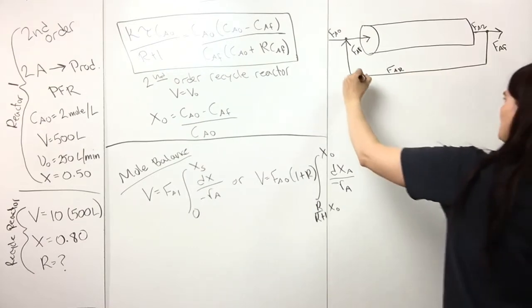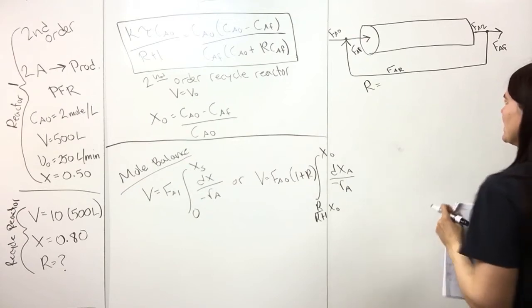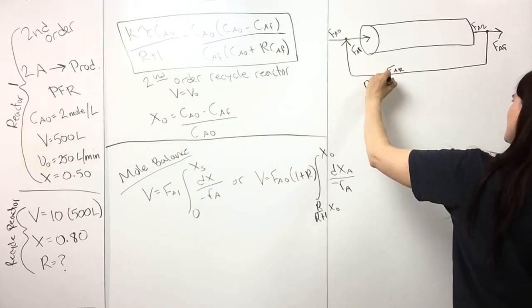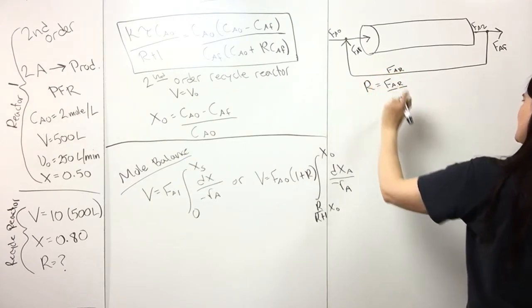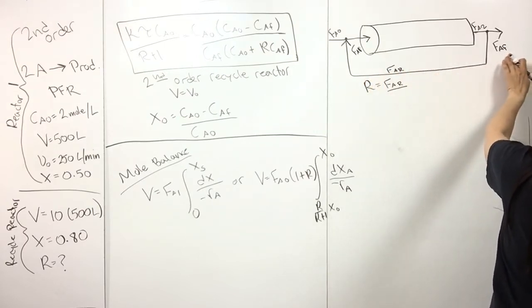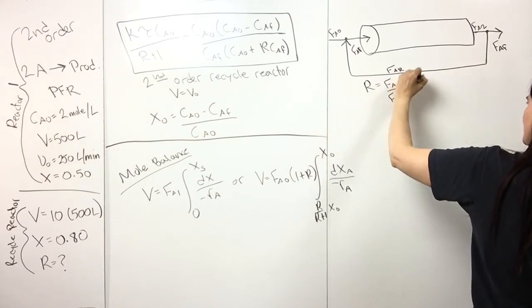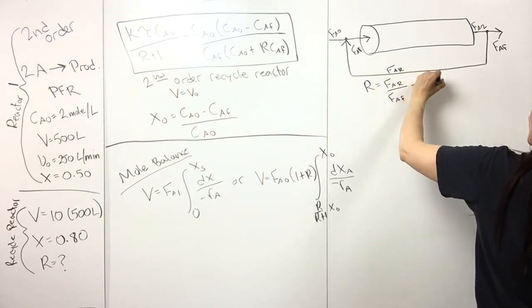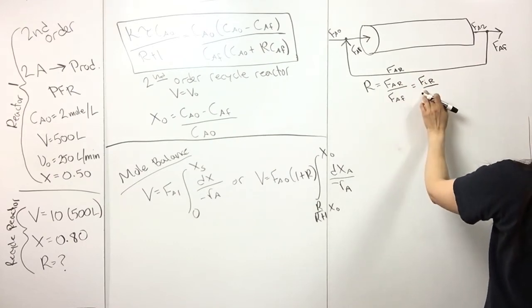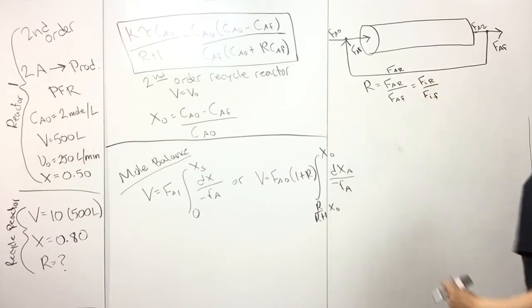And if you remember, R, which is the recycle parameter, is equal to FAR over FAF, the ratio of the recycle stream to this final stream coming out. That should be the same for all species, so this is equal to FIR over FIF.